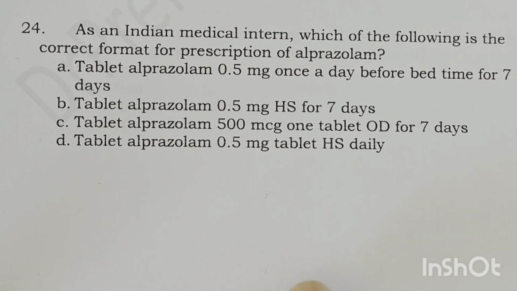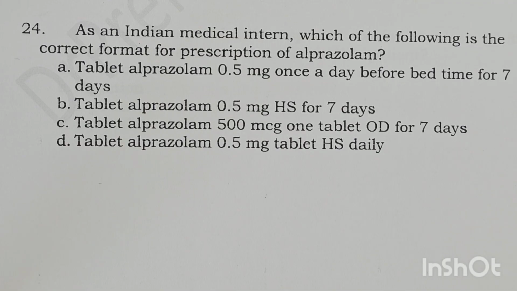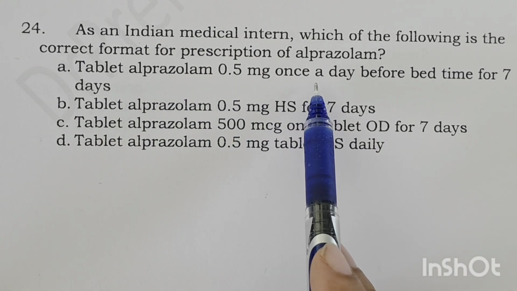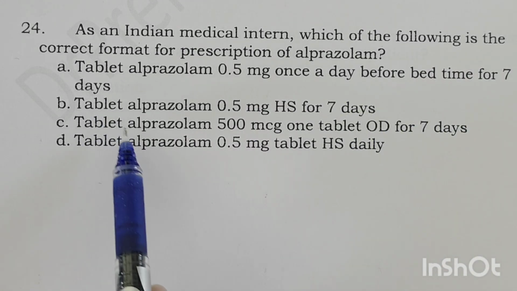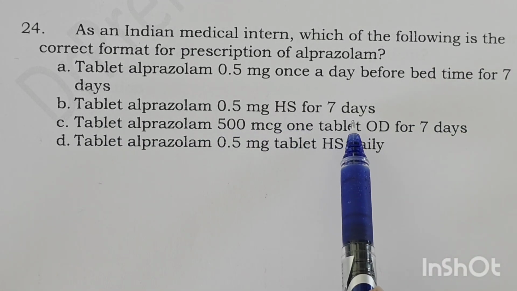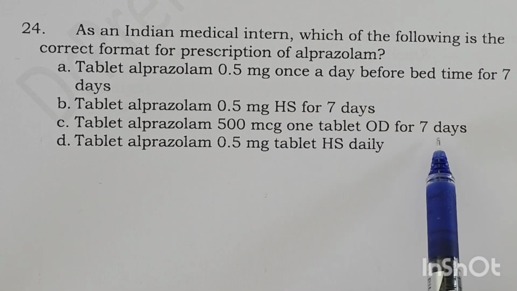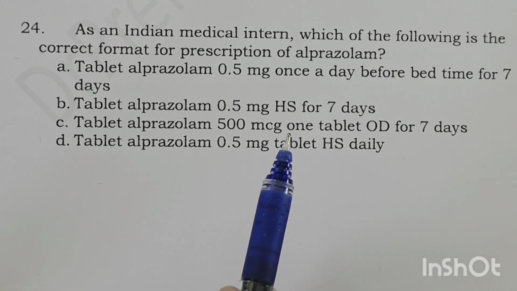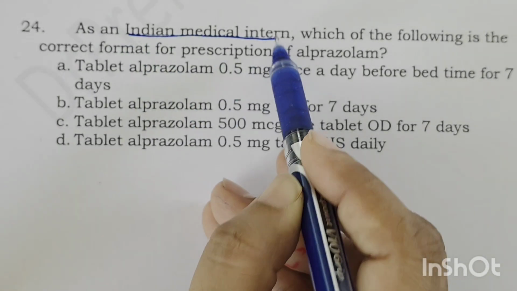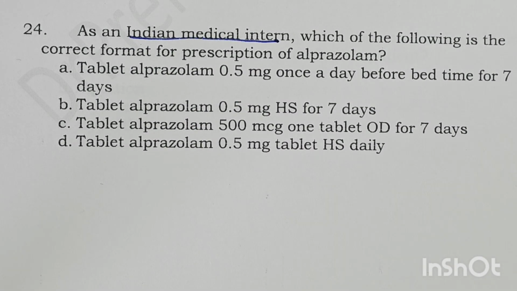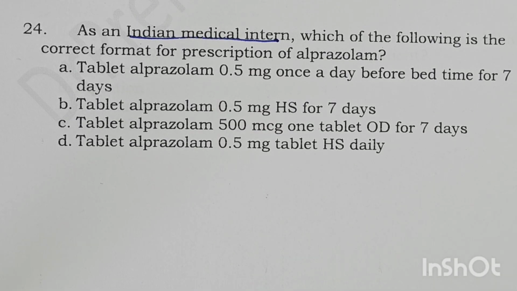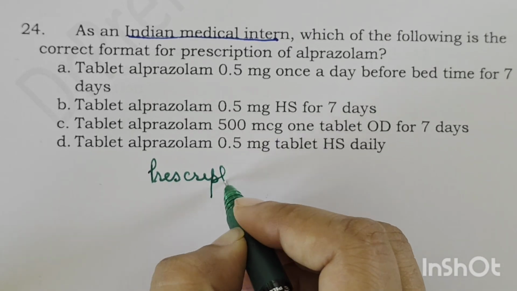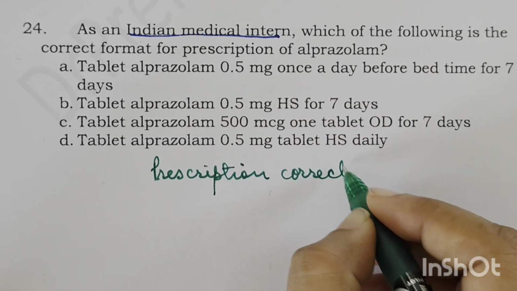Next, as an Indian medical intern, which of the following is the correct format of prescribing alprazolam? Now options are tablet alprazolam 0.5 mg once a day before bedtime for 7 days. Second option, tablet alprazolam 0.5 mg HS for 7 days. Tablet alprazolam 500 microgram 1 tablet OD for 7 days. And tablet alprazolam 0.5 mg tablet HS daily. Now what are they trying to ask in this question? They're trying to ask Indian medical intern. So an intern is a fresh medical graduate, they want to test your ability to write a prescription correctly. Prescription आपका सही है या नहीं है? So that is what they want to understand.